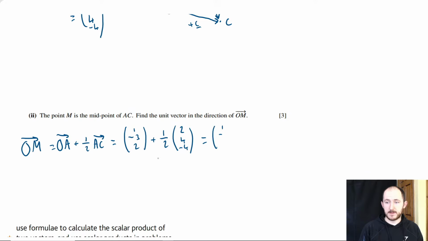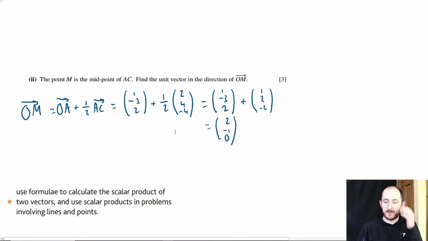But you can skip some of these steps, that's completely fine. I'm just making sure that everyone's okay. Half each of these values, you get 1, 2, minus 2. So if I add those together, we get 1 plus 1, which is 2. Advanced maths. Minus 3 plus 2 is minus 1. 2 plus minus 2 is 0. So you don't leave it blank, you always put the 0 there.